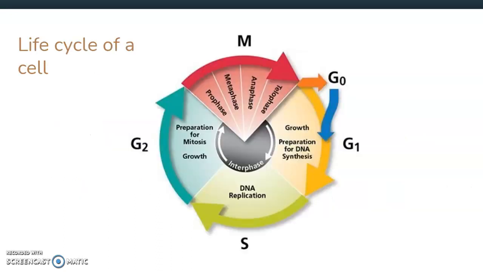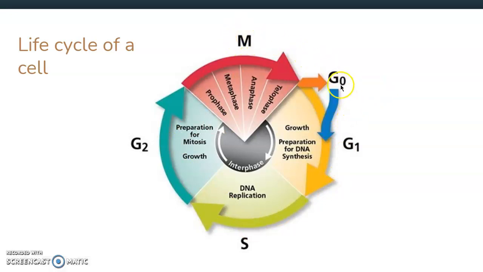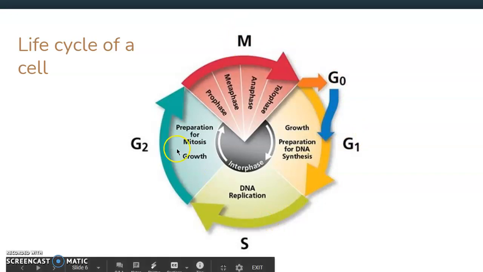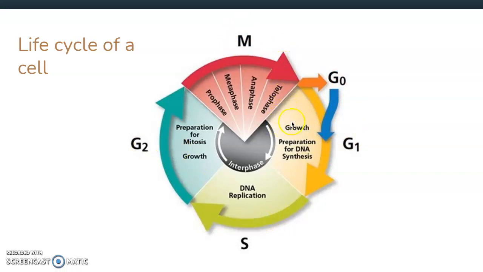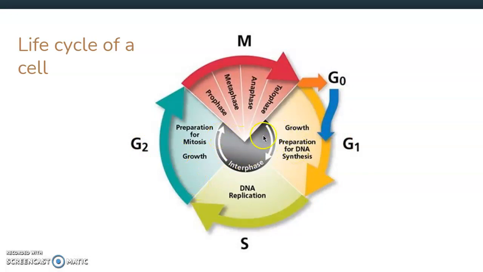The first thing we're going to talk about is the life cycle of a cell. We have a few main phases. We have our M phase, our G0, G1, S, and G2. G0, G1, S, and G2 are all summarized as our interphase. We're going to talk a lot about that here in a little bit. And then our M phase stands for mitosis, and it's broken into prophase, metaphase, anaphase, and telophase. But the idea is, before we even start mitosis, we go through a growth phase, which is preparing for DNA synthesis, and then a replication phase of our DNA.